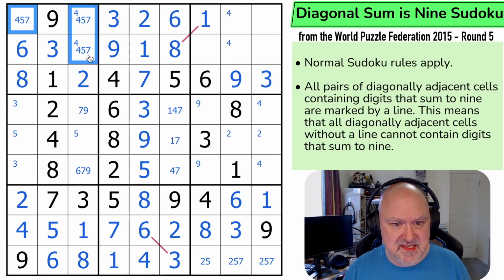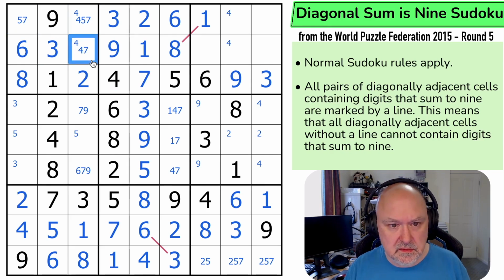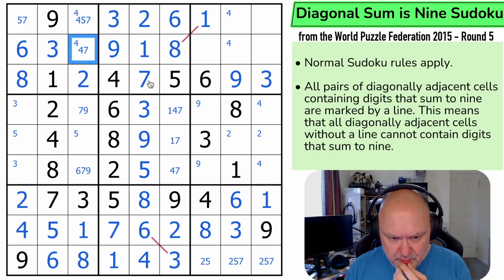This is a triple. 4, 5, and 7. Now there's no 4 here. There's no 5 here because of that. 7 can't go diagonally next to 2. 4 next to 5, 5 next to 4. Everything else looks okay. That's what I just said. Everything looks okay. I'm prevaricating when I don't know what to do.